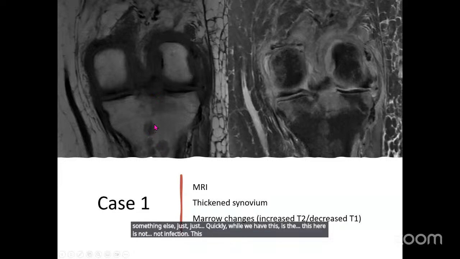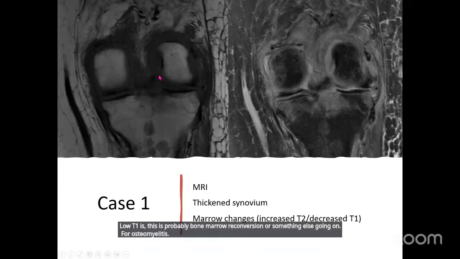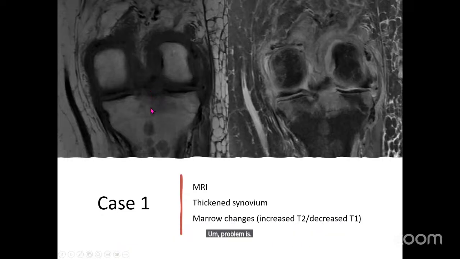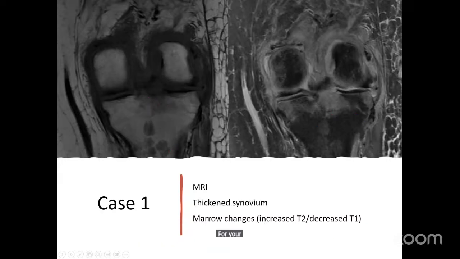So if you can see the difference in how well demarcated this low T1 is, this is probably bone marrow reconversion or something else going on. For osteomyelitis, it's usually adjacent to whatever the infectious problem is, and the marrow signal is more, I say mushy to the residents, but it's just kind of less well defined. It's dark. It's definitely different than normal, but it's kind of hazy dark and not well demarcated dark. So that's also something else to look for when you're looking for your T1 changes.